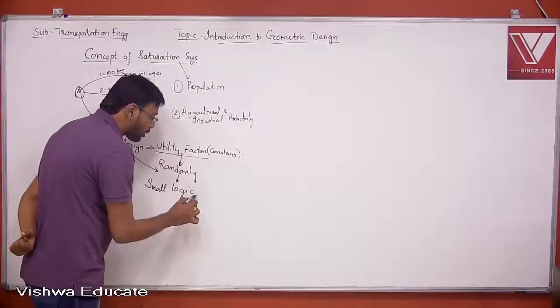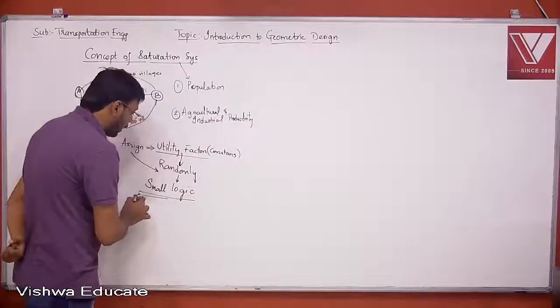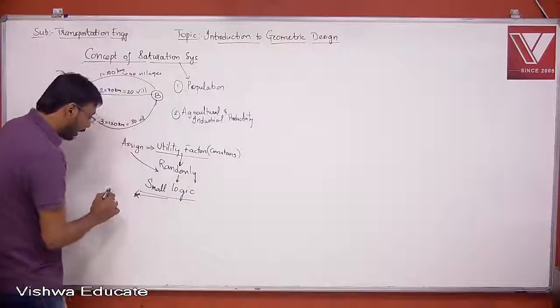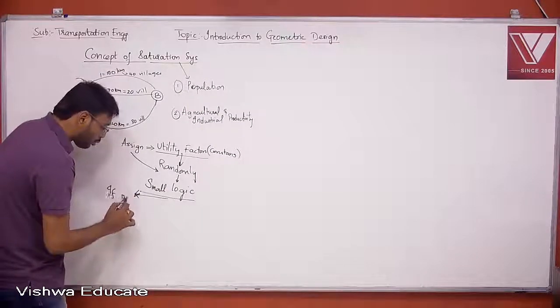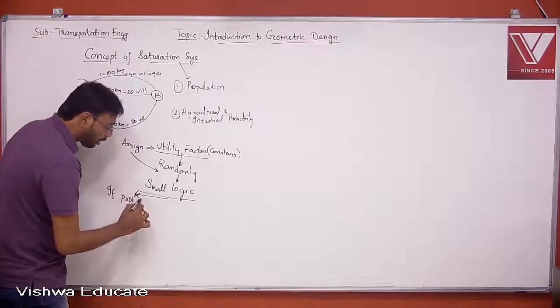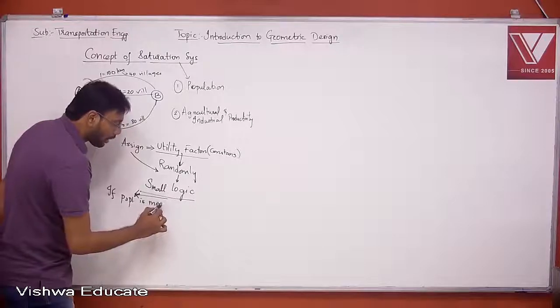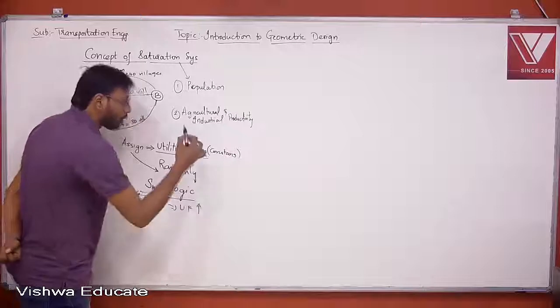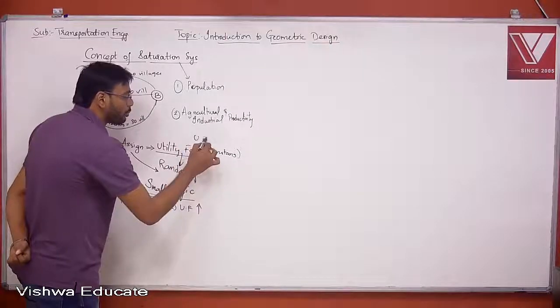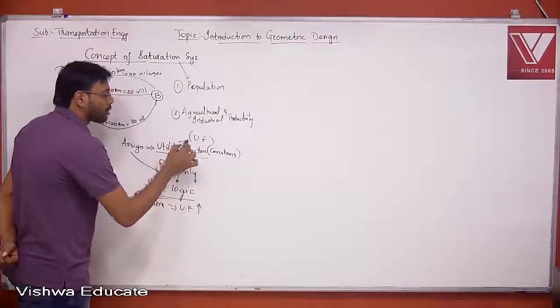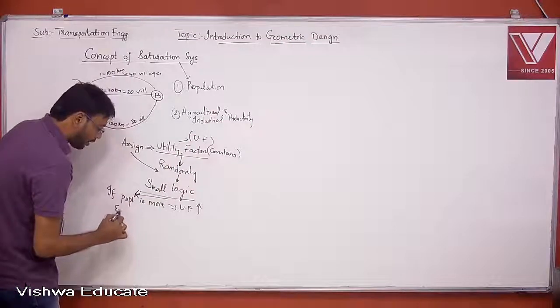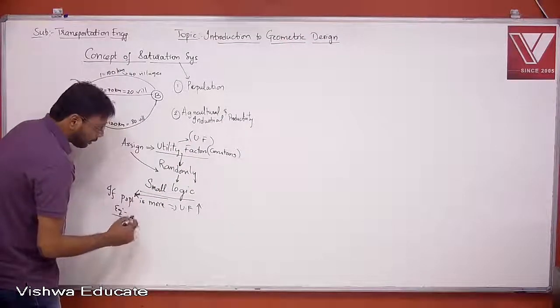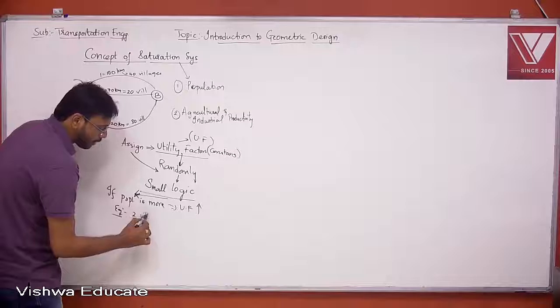Small logic is to be followed, and that is nothing but if the population is more, then the utility factor should be more. That's it. For example, there are two villages.